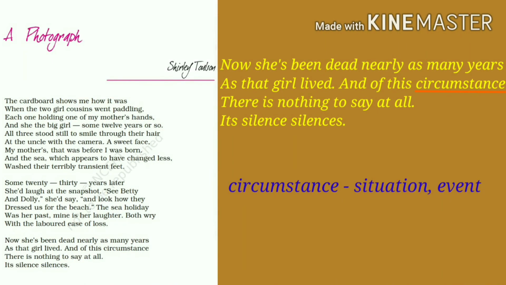Now let's discuss the third and last stanza of the poem. This stanza talks about the present time of the poem. Before that, let's see the word meaning given here. Circumstance means situation or event. Now she has been dead nearly as many years as that girl lived, and of this circumstance there is nothing to say at all. Its silence silences. When the poetess sees the photograph now, her mother is no more with her. She has been dead for many years, and the poetess has nothing to say at all. Its silence silences.